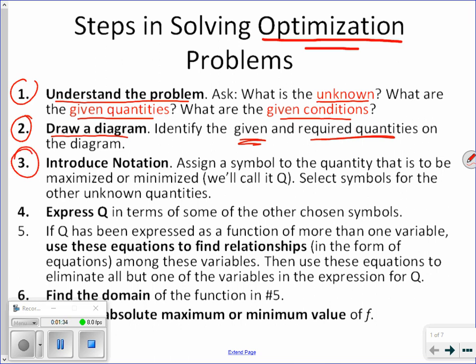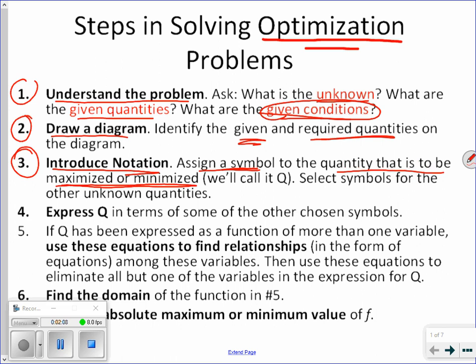And then introduce notation. Whenever we're doing this, it's just like related rates. We're trying to create an equation here. And we're going to assign a symbol to the quantity that is to be maximized or minimized. That's what optimization means. It means we're maximizing or minimizing something, trying to find the maximum value or the minimum value with given conditions. That's what maximizing and minimizing means. It's trying to find a max or minimum quantity given certain conditions.